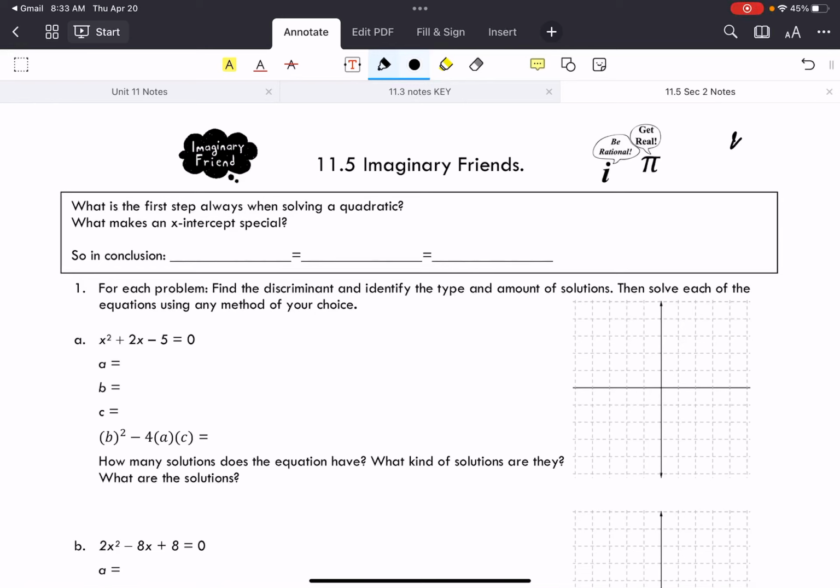I do. So I'm in the box at the top of my page here. What's the very first step always when solving a quadratic? GCF. Even before GCF. Even before discriminant. Make sure it's in standard form, which means we need to check what? What do we have to make sure to be in standard form?